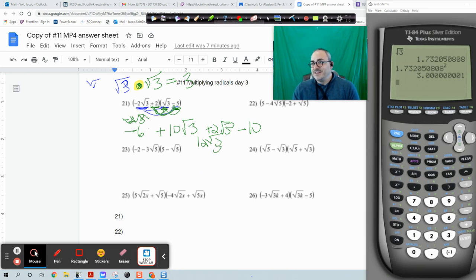Let me change my color to get my final response in here. All right. I have my negative 6, and I can combine that with my negative 10 to become negative 16. And so I have 12 times radical 3 minus 16. That's kind of how we play it, all right?